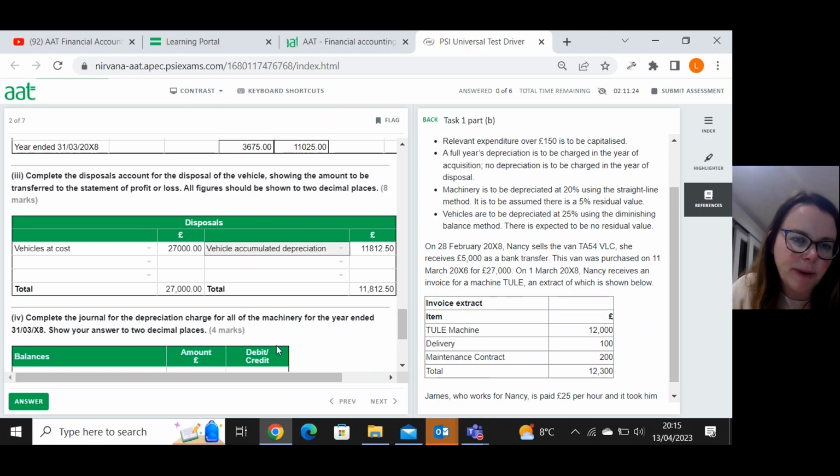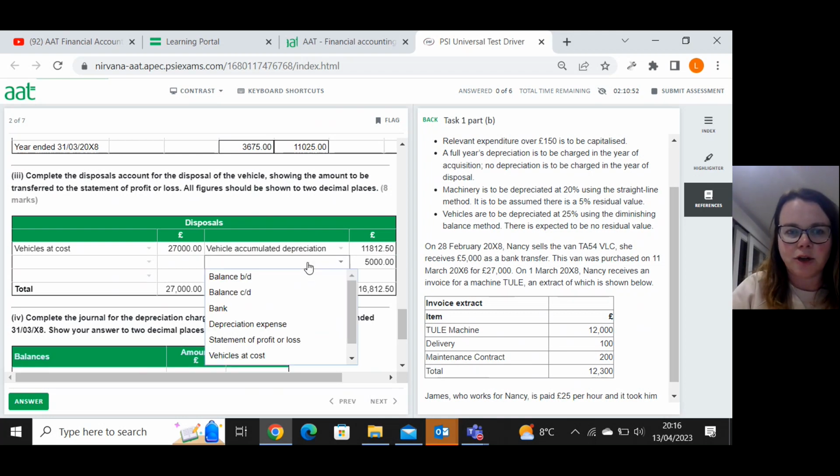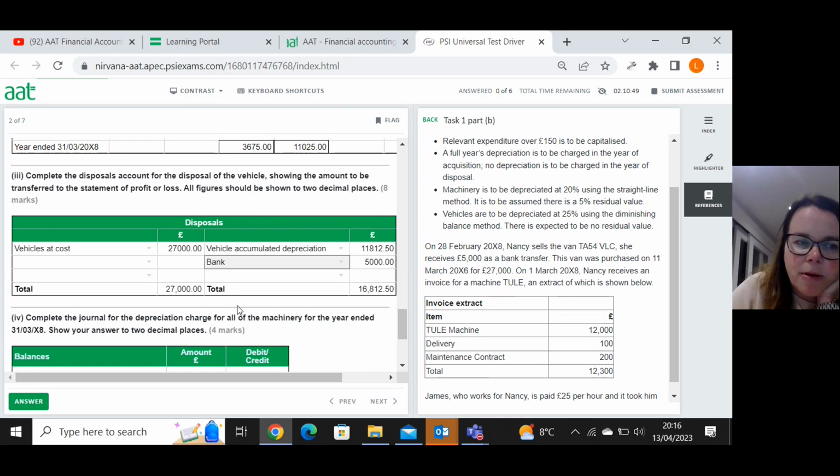Step 3 in any disposal is to recognise the proceeds. So the proceeds is how much did we get for it. Now that might be actual money, or it might be a part exchange settlement figure. Either way, it's going to be entered as a credit into our disposals account. So it tells us here that they received £5,000. So that means the double entry is debit the bank and credit the disposals. And here it's actual money, so we will put bank as the narrative.